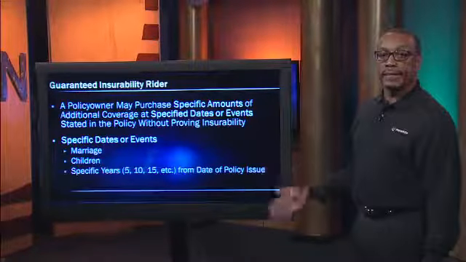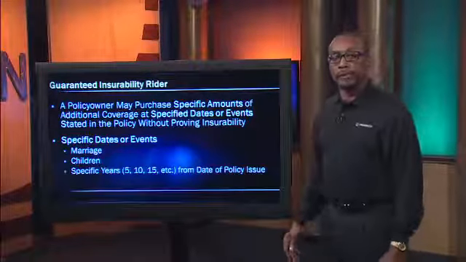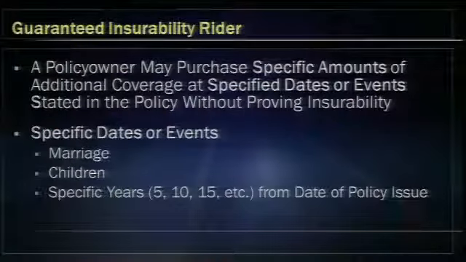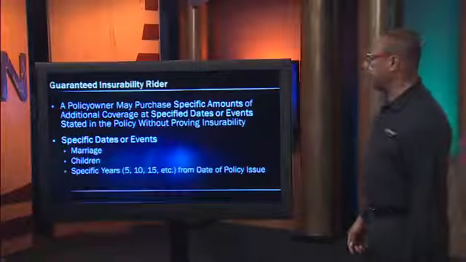The specific dates that may occur when this rider is added can be when the insured gets married, has children, or at specific years like 5, 10, or 15 years. Again, you do not have to prove evidence of insurability.